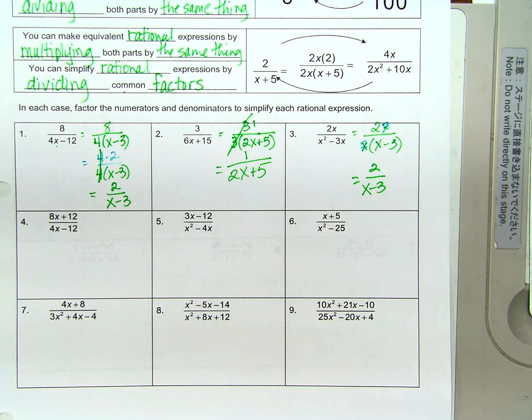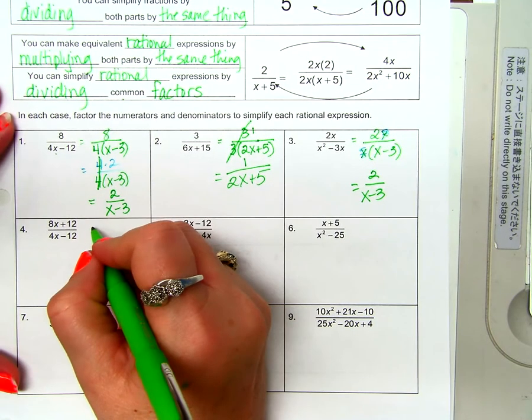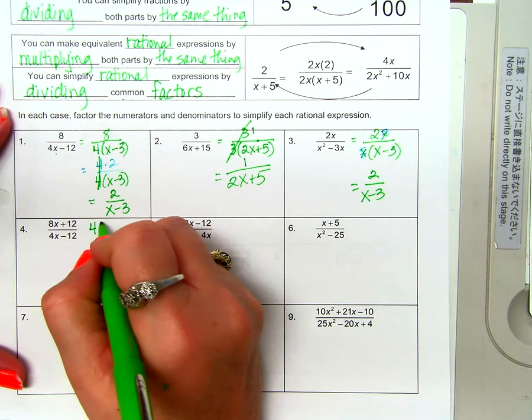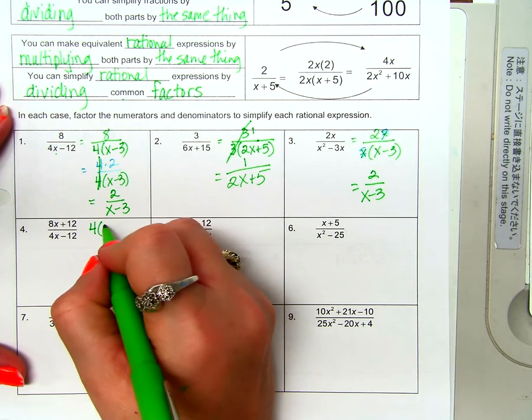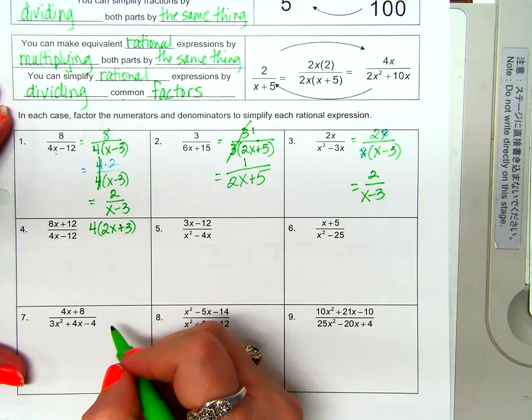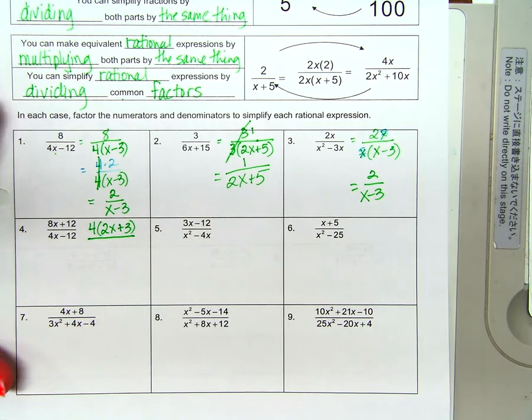Can I simplify the numerator by factoring? Oh, I can this time. Okay, how do I simplify it? They're both divisible by 4, so if I divide out a 4, what's left? 2x plus 3? And can I simplify the denominator by factoring?